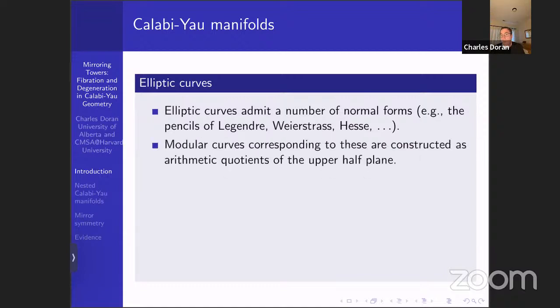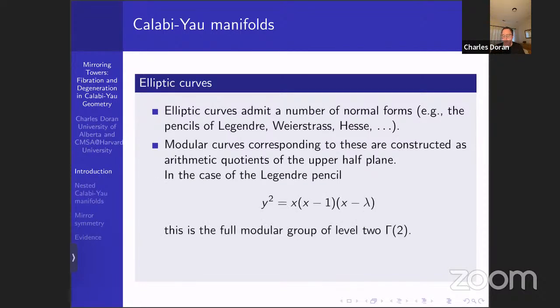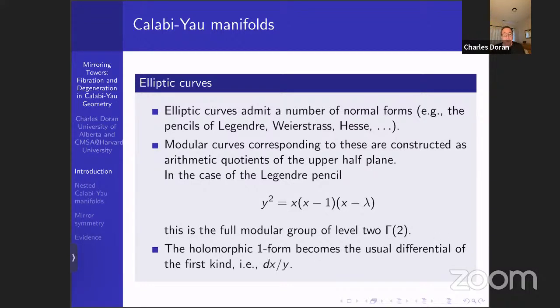But the choice of normal form affects properties of the families of elliptic curves that you're allowed to consider. So just because every elliptic curve shows up doesn't mean that all the families are going to be naturally associated as such a pencil, such a normal form. So you get modular curves naturally constructed from these as arithmetic quotients of the upper half plane. For Legendre, like I mentioned, y squared equals x times (x minus 1) times (x minus lambda), it's the full modular group of level 2, okay, so the gamma of 2. And the holomorphic 1-form I mentioned, the omega^(1,0), is just dx over y.